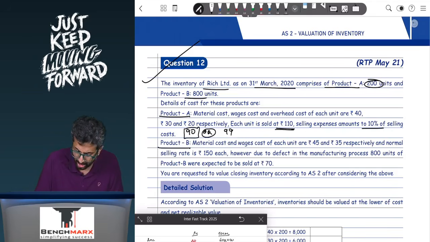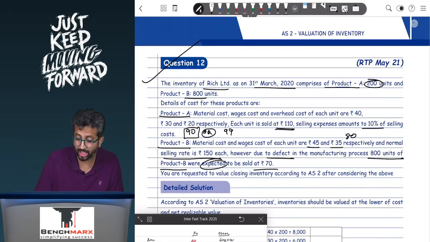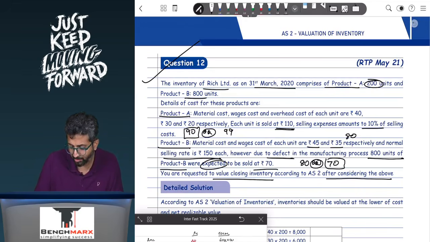And product B, material and wages cost are 45 and 35. So this will be 80 rupees total cost. And the normal selling rate is 150. However, due to a defect in the manufacturing process, 800 units of B were expected to be sold at 70 only. So my normal selling price may be 150. However, in this case, the selling price is 70, and hence you will compare 80 or 70, whichever is lower, that is 70. You are requested to value the closing inventory after considering the above.